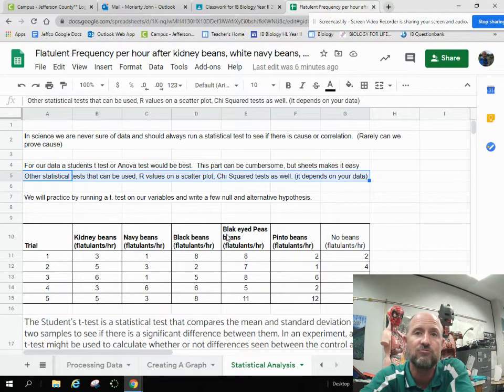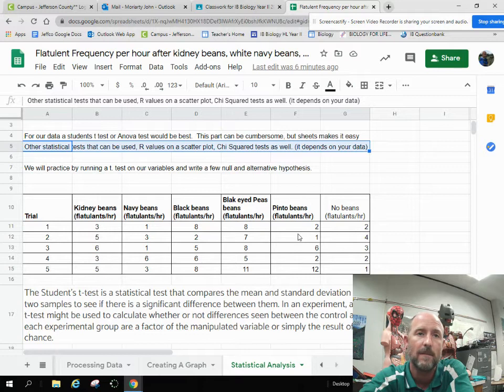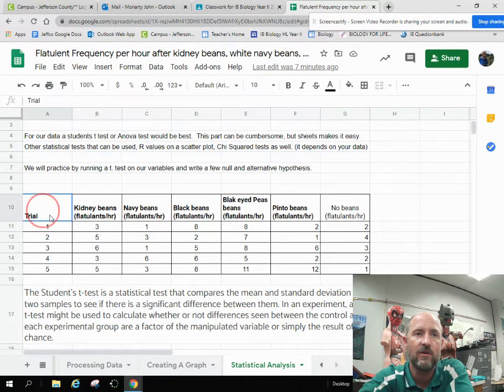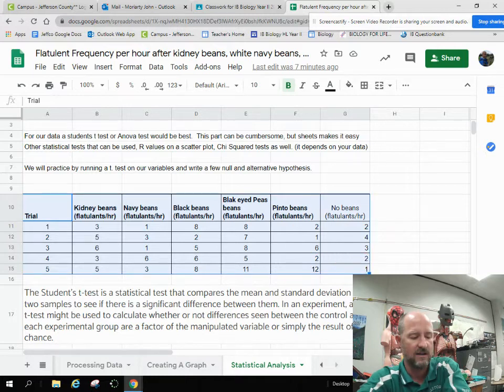So I just want to show you guys how to run a t-test. And then we're also going to talk about writing a null and alternative hypothesis. So this was our data. I'm going to go ahead and copy this now. I would think it would be a good idea for you to copy it because I just wanted you to see the data, but I want to work with it below where I have a lot of space to do the calculations. And the calculations are going to be really easy.